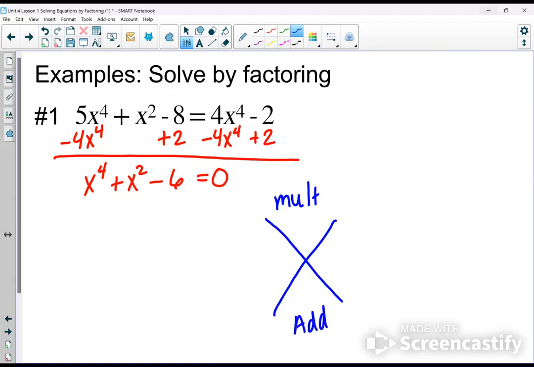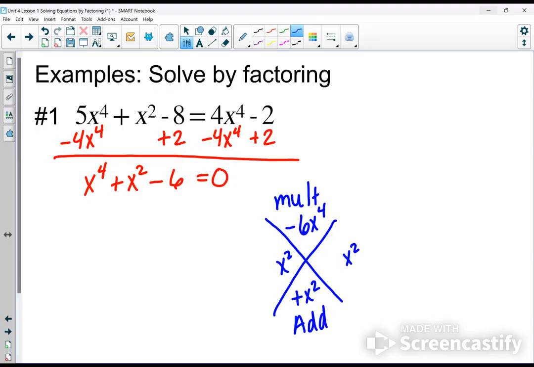Now, because I'm not dealing with a quadratic, I'm not going to use my trick. I'm going to multiply the first term times the last term and add to the middle term. The good news is my variables will work out because if I multiply x squared times x squared, I get x to the fourth, and I would be able to add my like terms and get that x squared. So that's a good sign that factoring this way is possible.